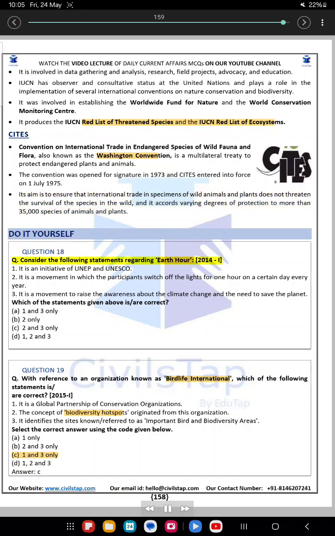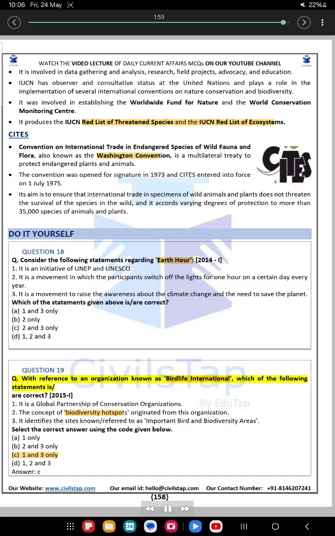Question 18. Consider the following statements regarding Earth Hour. 2014 I. 1. It is an initiative of UNEP and UNESCO. 2. It is a movement in which the participants switch off the lights for 1 hour on a certain day every year. 3. It is a movement to raise awareness about climate change and the need to save the planet. Which of the statements given above are correct? A. 1 and 3 only. B. 2 only. C. 2 and 3 only. D. 1, 2 and 3.